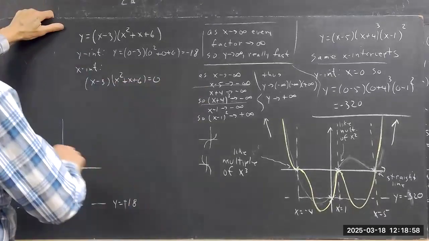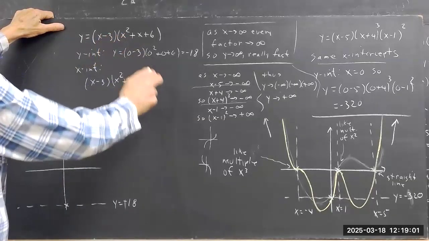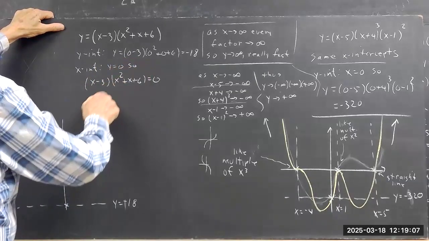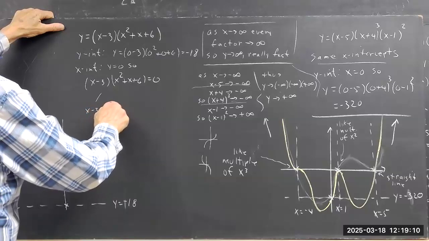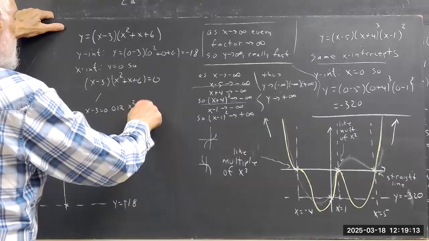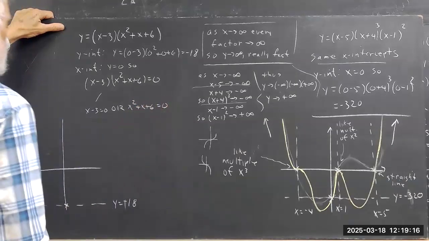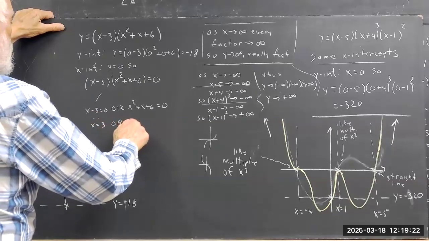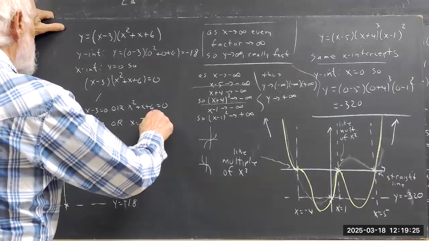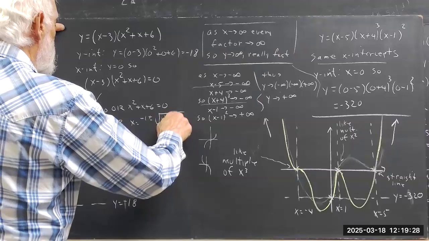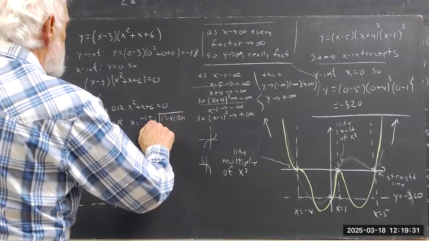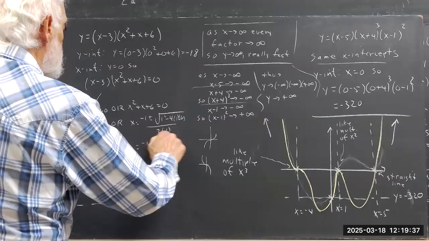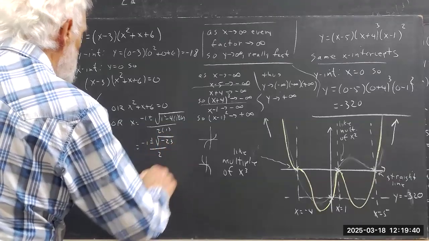Well, if we follow the logic, how we write this out, we set the equation equal to 0 because y is 0. And this gives us x minus 3 equals 0, or x squared plus x plus 6 equals 0. Well, solve this, we get x equals 3, or x equals -1 plus or minus the square root of 1 squared minus 4 times 1 times 6, over 2 times 1, which equals -1 plus or minus the square root of -23 over 2.